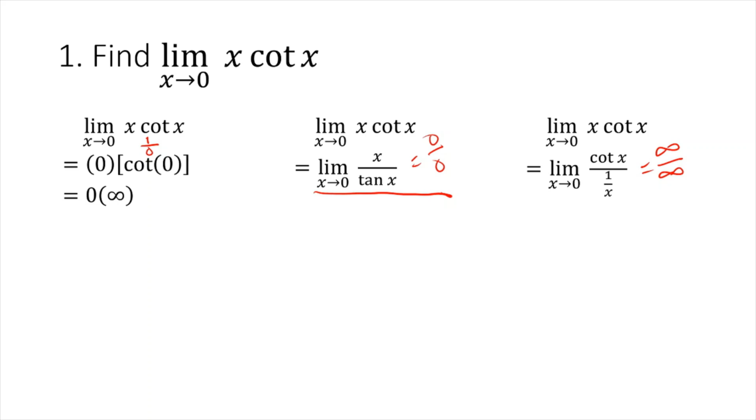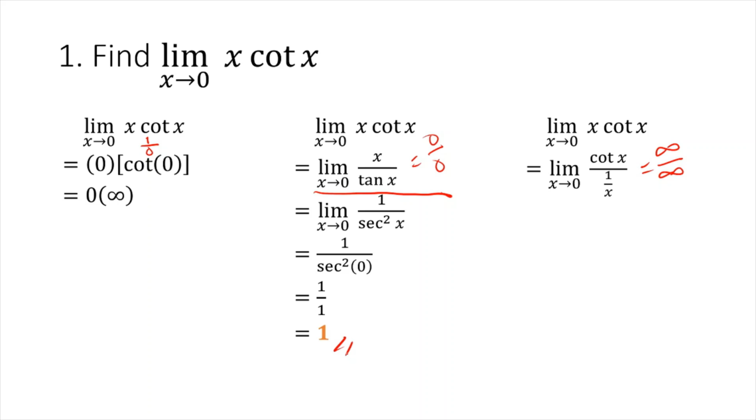Derivative of x with respect to x, that's 1. And then derivative of tangent of x with respect to x, that's secant squared of x. So let's try to evaluate at x equals 0. We have 1 divided by secant squared of 0, where secant of 0 is 1. And then 1 squared is 1, so 1 divided by 1, we get 1. All right, this is now actually our final answer.